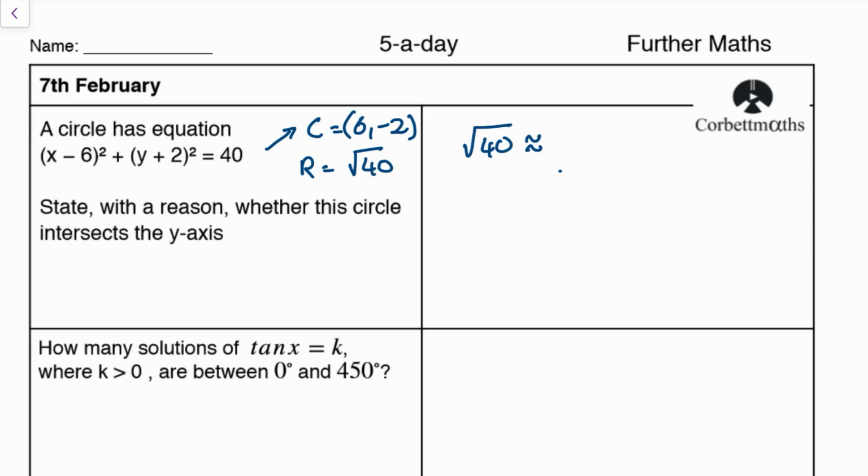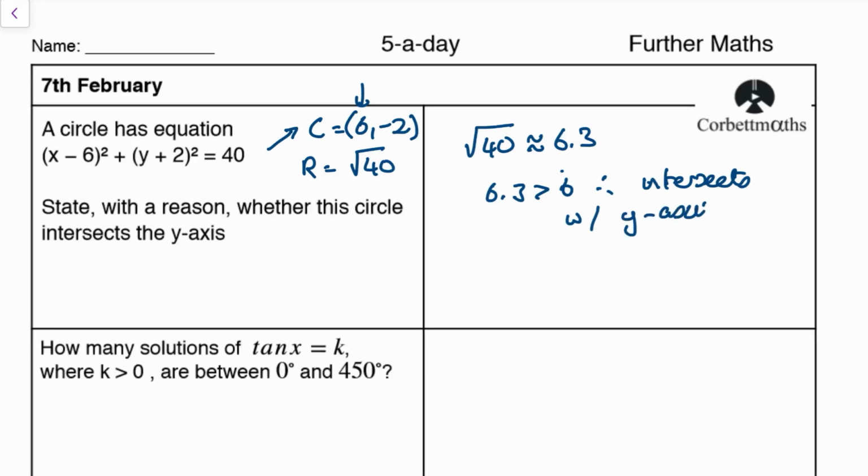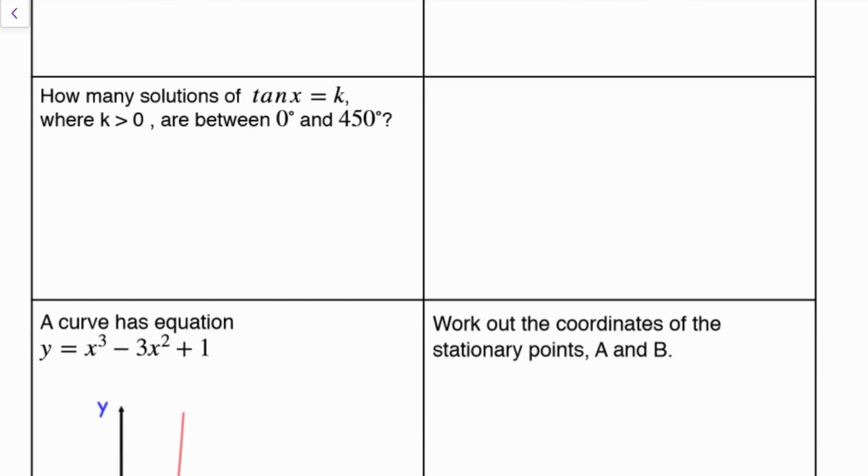So the square root of 40 is 6.3. I just need to make some statement that 6.3 is greater than 6, which is this x value here, therefore intersects with the y-axis. And question done. Next question. That was much easier than it looked, wasn't it?